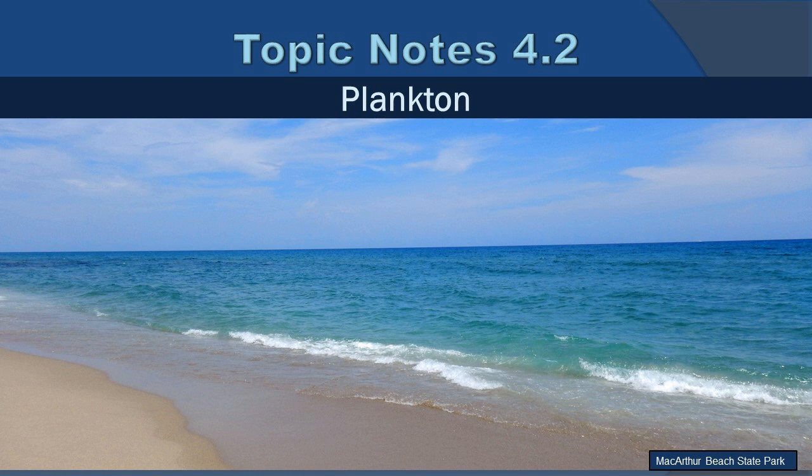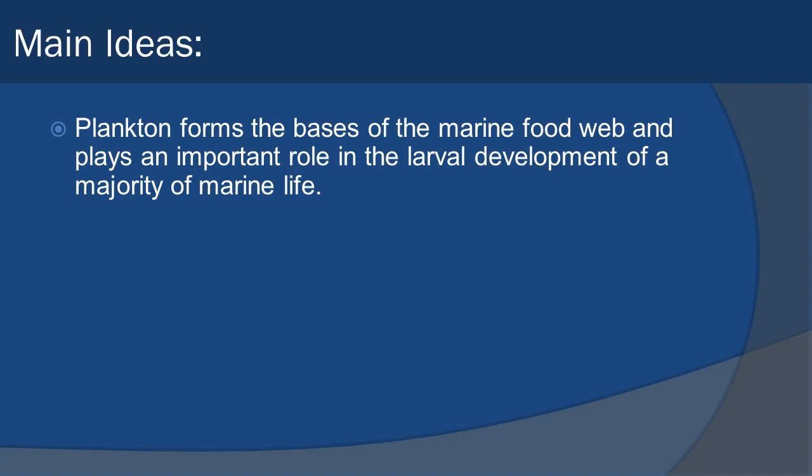It took scientists a while to figure out, but plankton are really critical not only to ocean ecosystems, but also to our atmosphere and the amount of oxygen we have in there. So let's get started. Our main idea today: plankton forms the basis of the marine food web and plays an important role in the larval development of the majority of marine life.